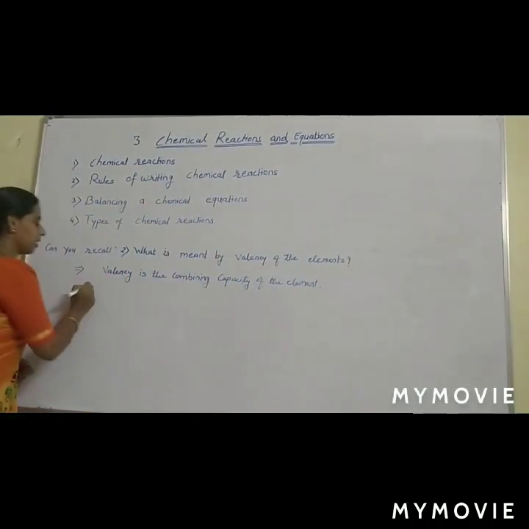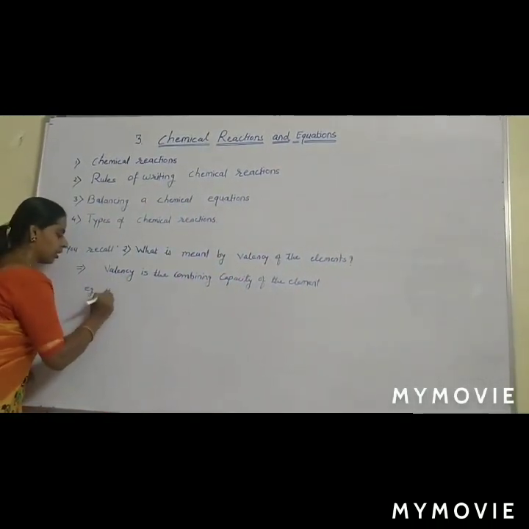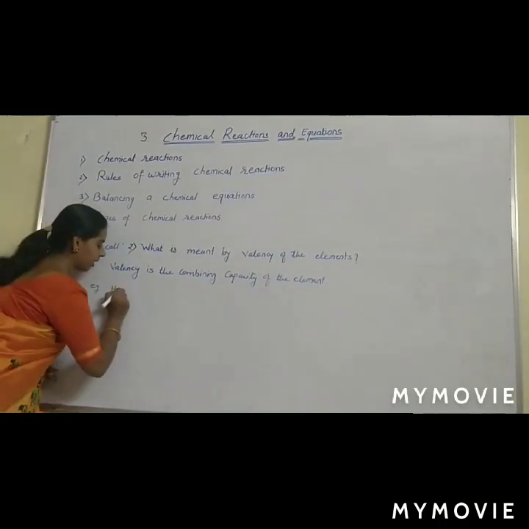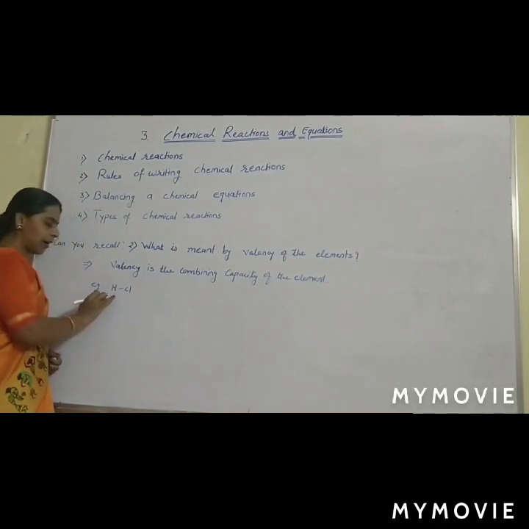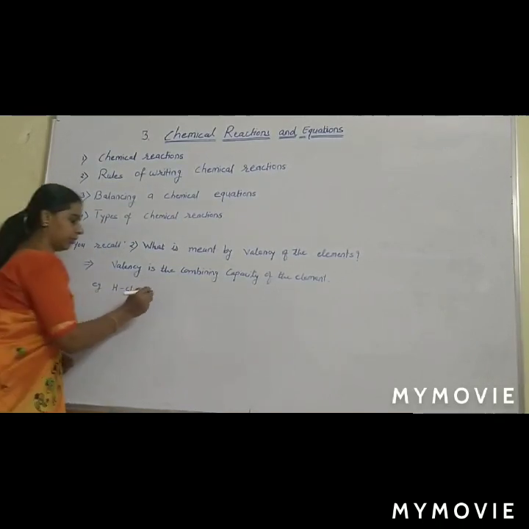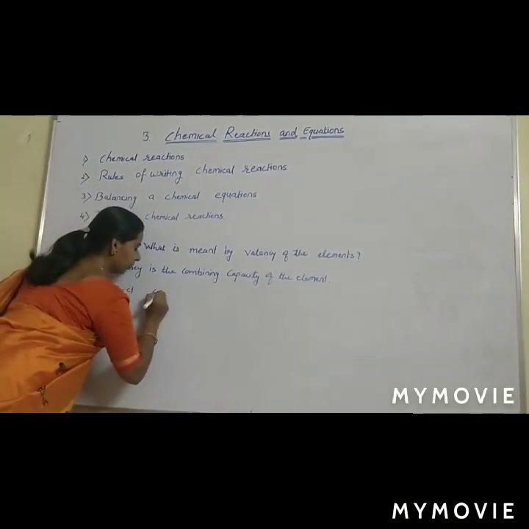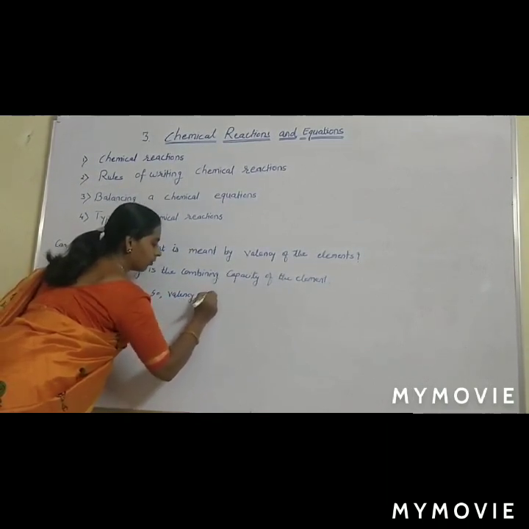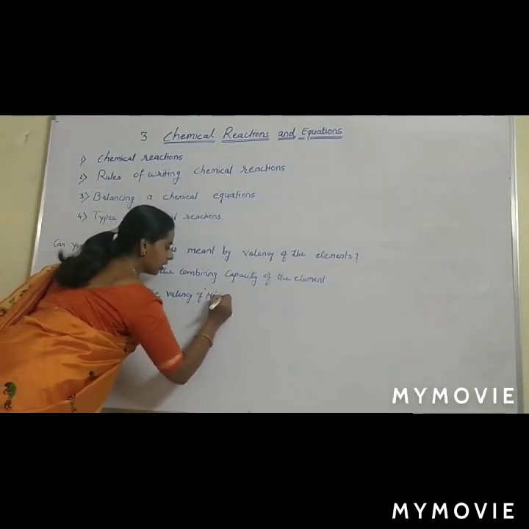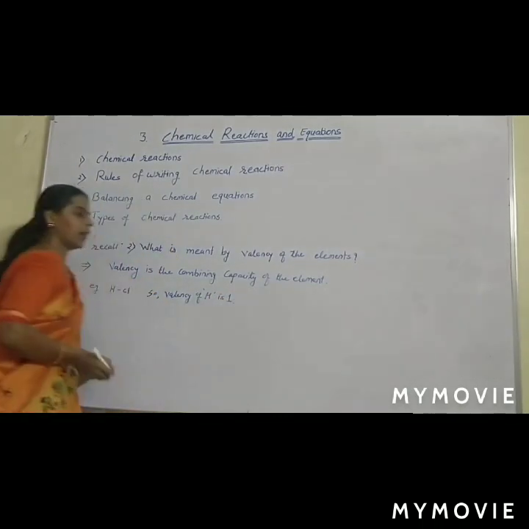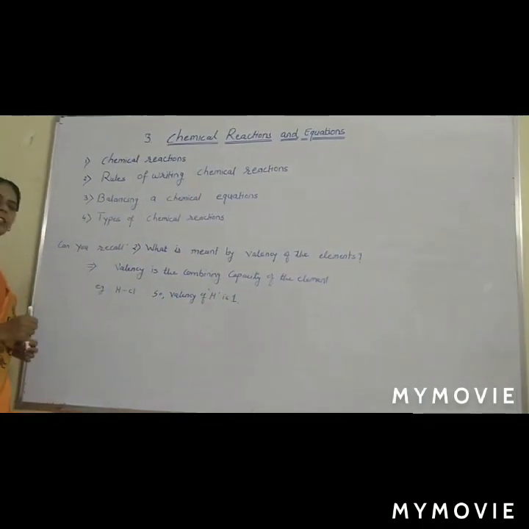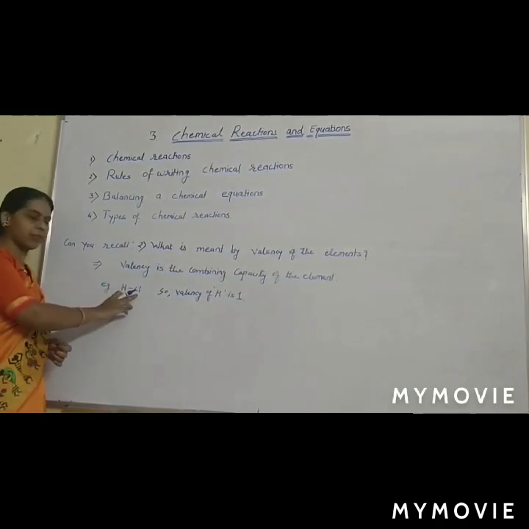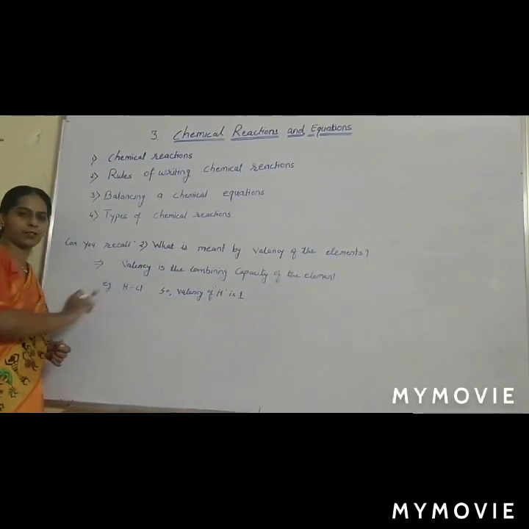For example, suppose hydrogen is combined with another element, for example Cl. So the valency of hydrogen is 1. Valency can also be said to be the number of bonds formed by the element. Here hydrogen forms a single bond with chlorine, so the valency of hydrogen is 1.